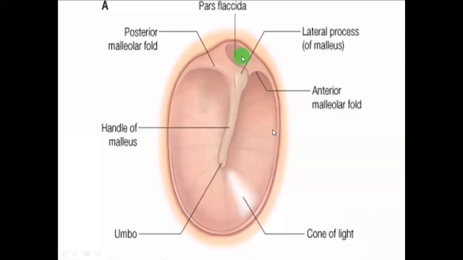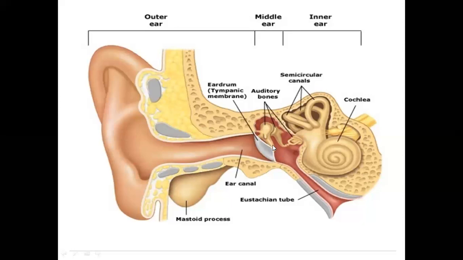So when we move forward, we'll see that this is the handle of the malleus. This is attached over the inner side of the tympanic membrane. If you look, this is the handle of the malleus, this is the head of the malleus, this is the lateral process of the malleus, this is the anterior process of the malleus, and this is the handle of the malleus. So this handle of the malleus is attached over the convex side of the tympanic membrane.